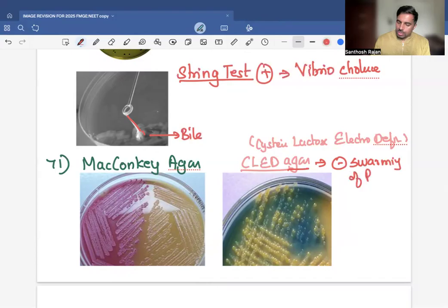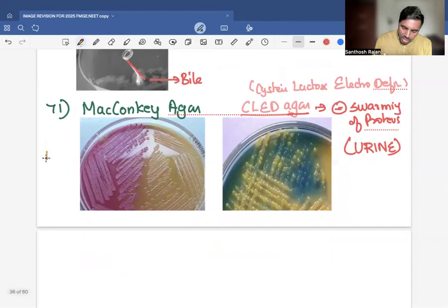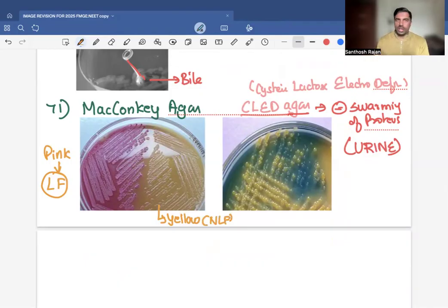You know, swarming means Proteus is the main culprit. So you inhibit this thing. So you usually use it for UTI, urine samples. For urine samples, we use this CLED agar. Okay, that's one point. MacConkey agar, if it's pink color it means it is lactose fermenter. If it is yellow, then it is non-lactose fermenter. Okay, that's the idea. And of course, in MacConkey, they might ask.